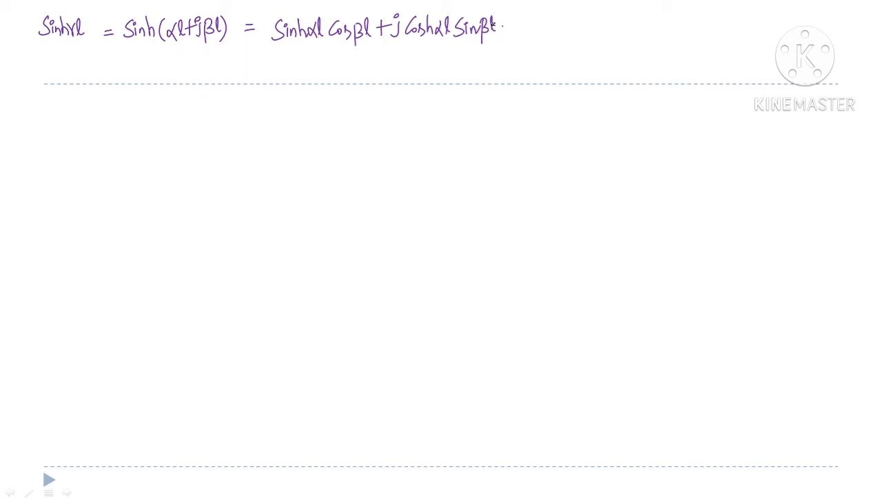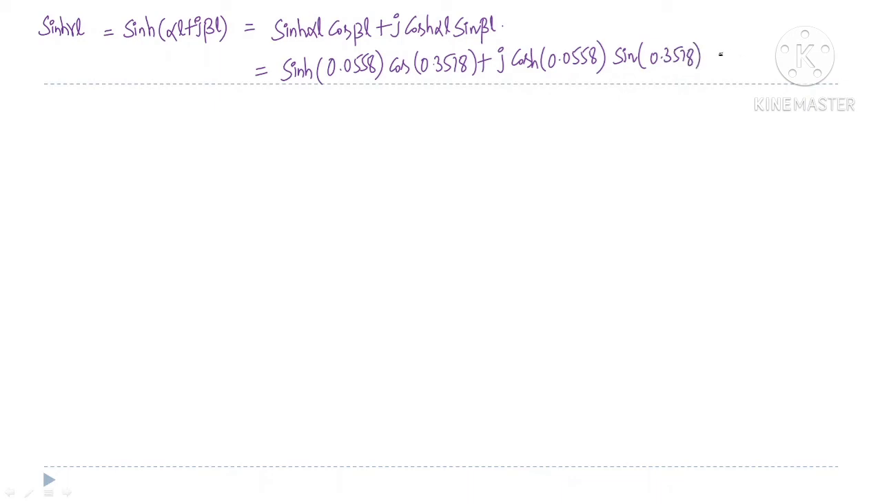Okay. Now just substitute the values here. Sinh of alpha L value we got as 0.0558. Cos of beta L value is 0.3578 plus j into cosh of alpha L value is 0.0558. Sin beta L value is 0.3578.